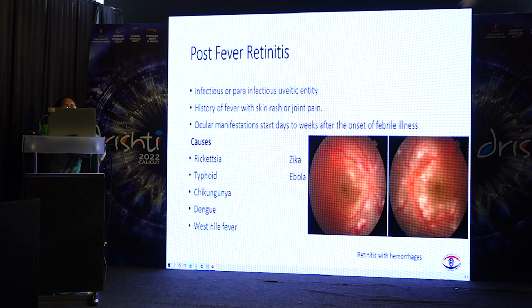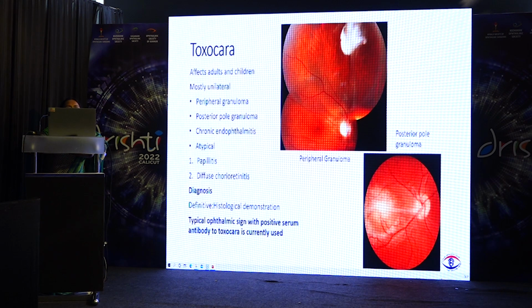Another entity is post-fever retinitis. It is an infectious or para-infectious uveitic entity. There is a history of fever with skin rash or joint pain. Ocular manifestation usually starts days to 2 weeks after the onset of illness. It is mainly a retinitis with hemorrhages. Common causes are dengue, chikungunya, typhoid, rickettsia, Zika, and Ebola virus.